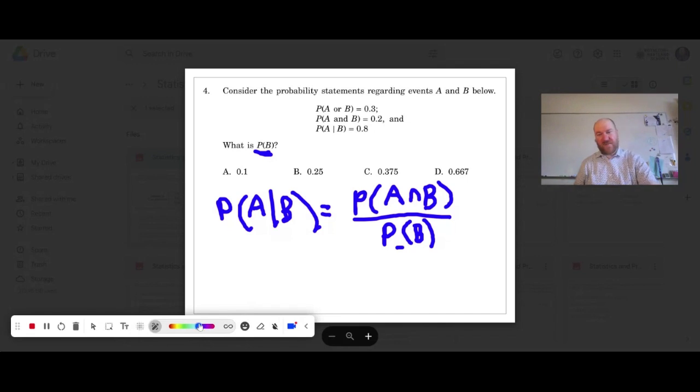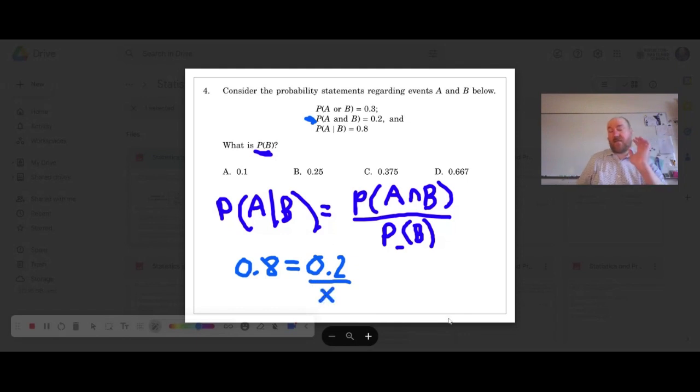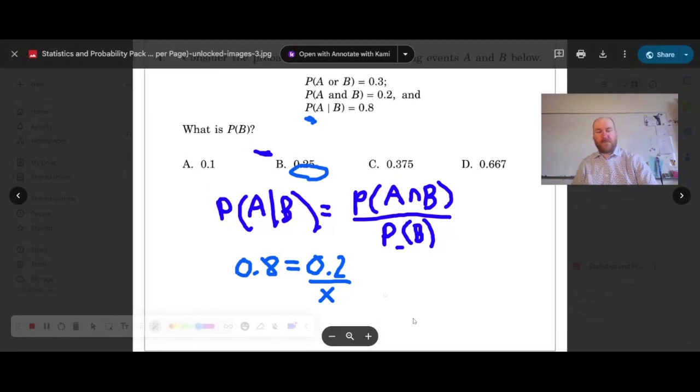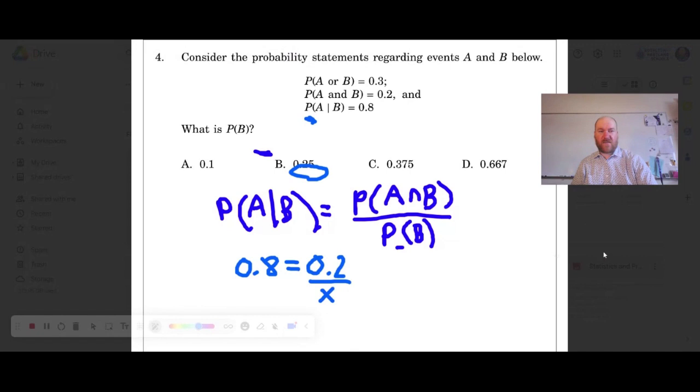And we know two pieces of data here. We know that the answer to this is 0.8. They told us that in the original question. P(A and B), we know that. That's right here in the question. And then P(B) is what we're looking for. So we don't know that answer. So we need to solve this for X. I'm not going to show you how to solve for X because we should know how to do that. The answer to this question is 0.25. That means when you do 0.2 divided by 0.25, you get 0.8. All right, next question.